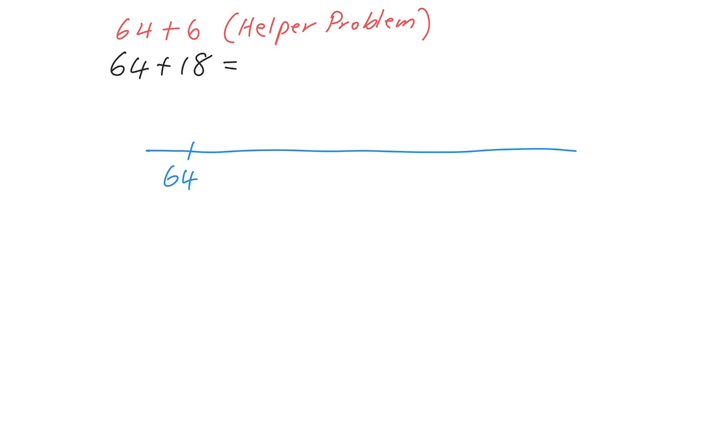So we do our 64, and then we're going to do our small jump, get to the nearest 10, the nearest friendly number, which gets us to 70. Then I need to work out how much more I need to add. Well, I've added 6, so I can take that away from the 18. That means I've got another 12 to go. That's like a double of the 6 there. So that gets us to 82.